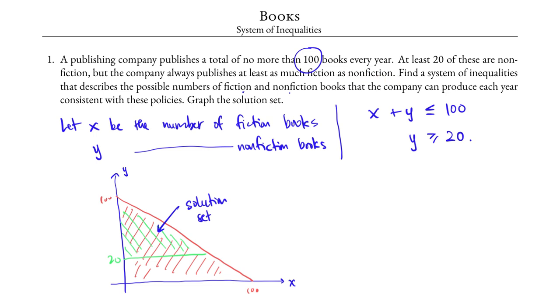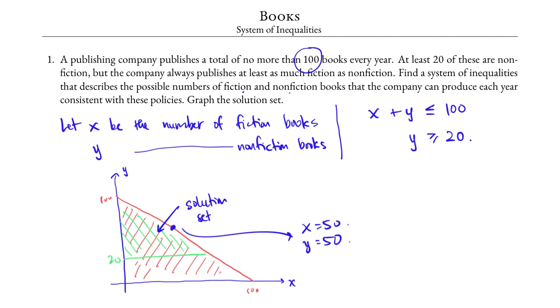And so we would need to move down a little bit, but further right. As we move further right, we publish more fiction. As we move further up, we publish more non-fiction. But we still need to be in the feasible or in the solution set. The point that satisfies this policy is when x equals 50 and y equals 50, which is still in the solution set, which means they should produce 50 non-fiction and 50 fiction.